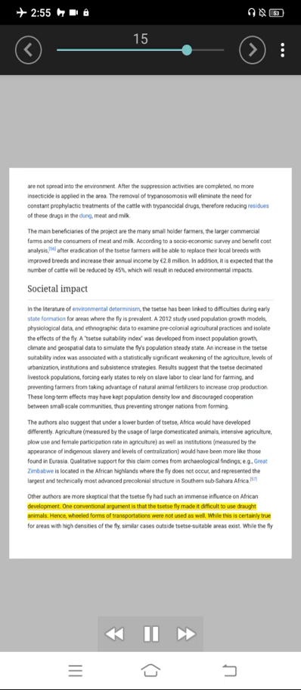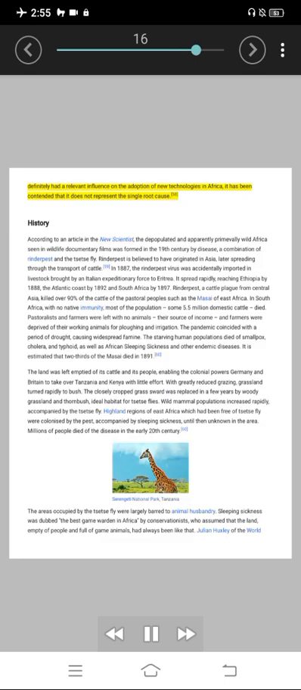Other authors are more skeptical that the tsetse fly had such an immense influence on African development. One conventional argument is that the tsetse fly made it difficult to use draft animals. Hence, wheeled forms of transportation were not used as well. While this is certainly true for areas with high densities of the fly, similar cases outside CC-suitable areas exist. While the fly definitely had a relevant influence on the adoption of new technologies in Africa, it has been contended that it does not represent the single root cause.